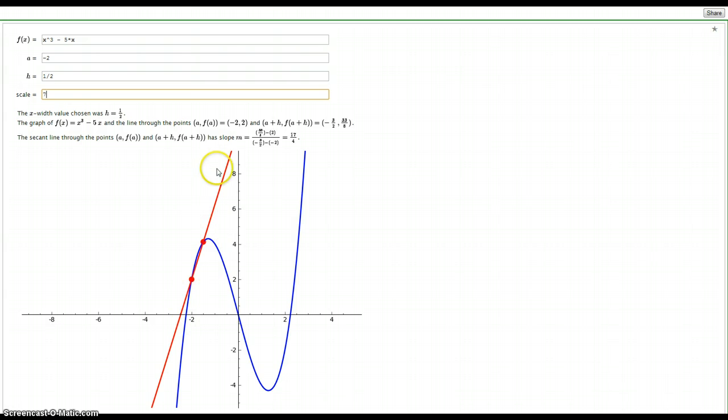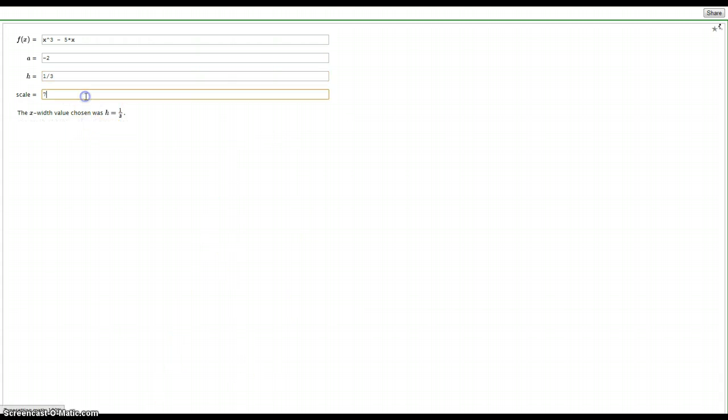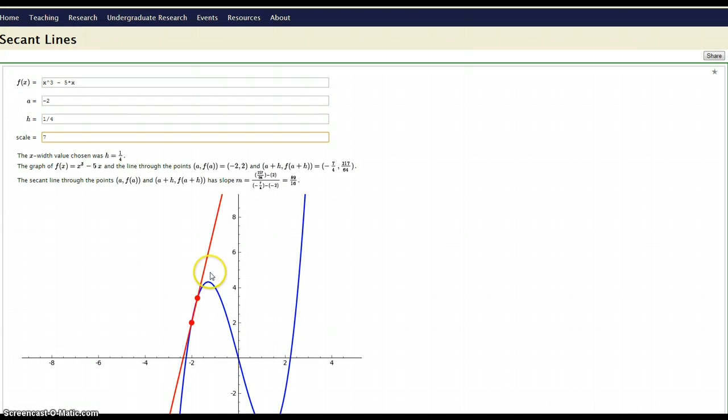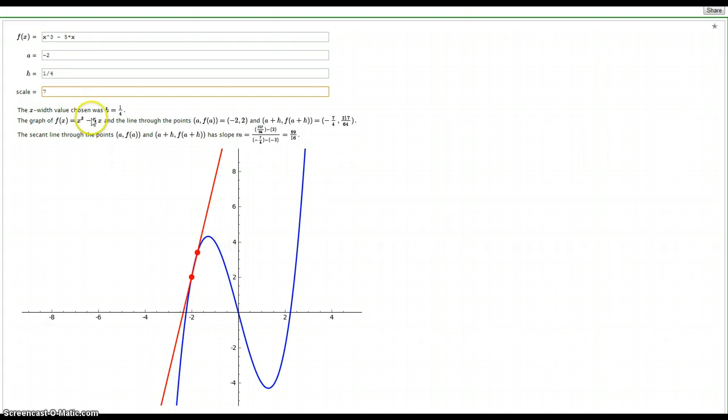We see the same secant line drawn, nothing changed there. But now it's maybe a little bit more convenient to do something like 1 over 2 and then change that to 1 over 3 and 1 over 4. And now it's hard to see what's exactly going on. This is a good time, maybe we can change the scale.